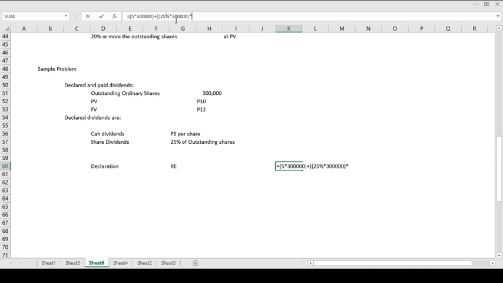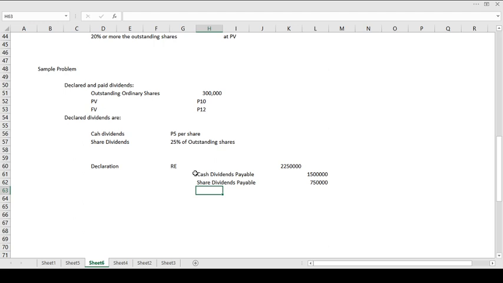And then credit share dividends payable, which is at par value, that is 10 multiplied by 300,000 times 25% of the 300,000, so that is 75. That would be our entry on the date of declaration.